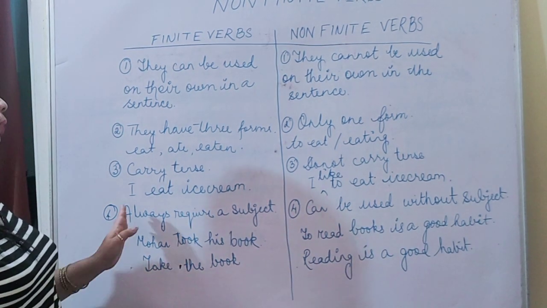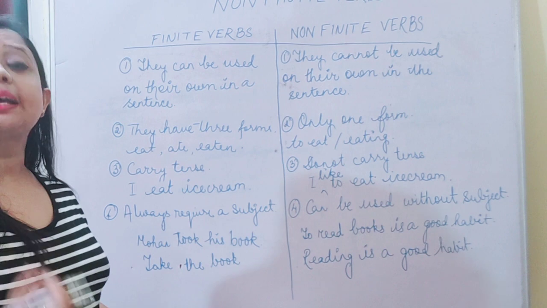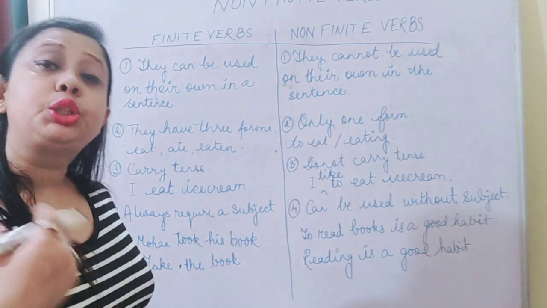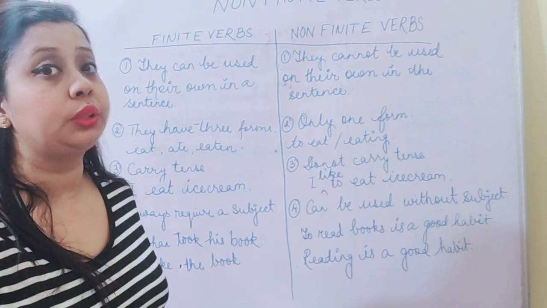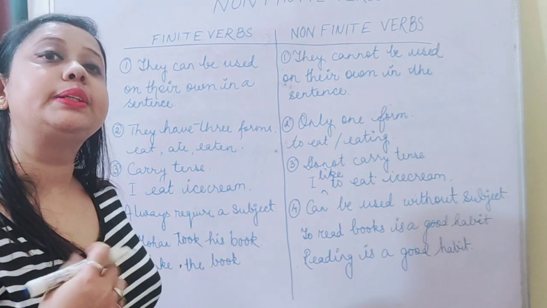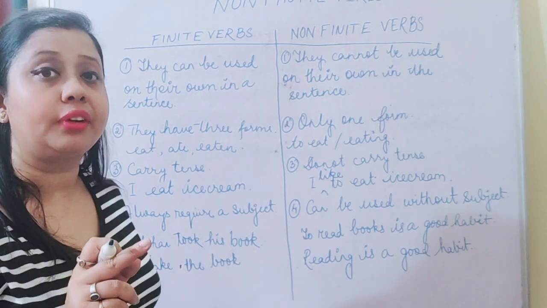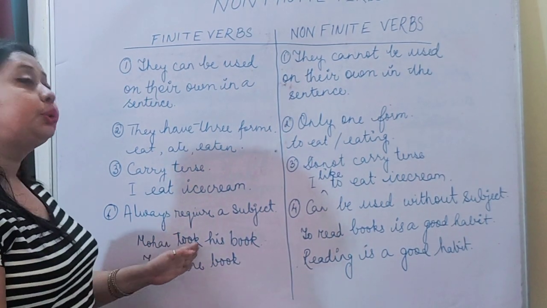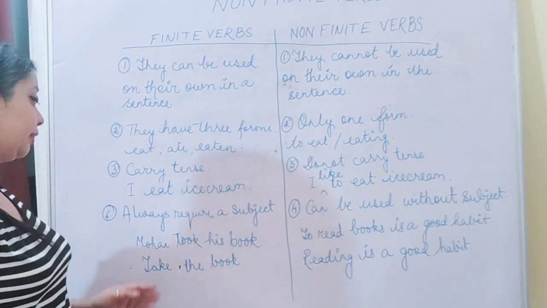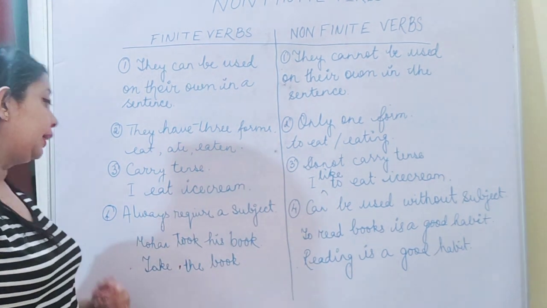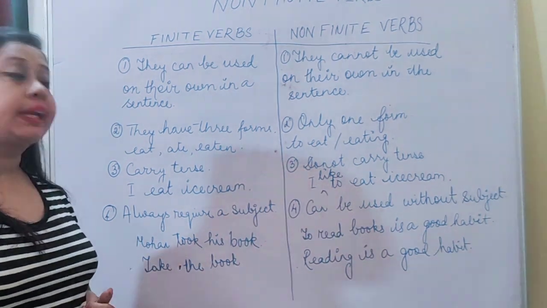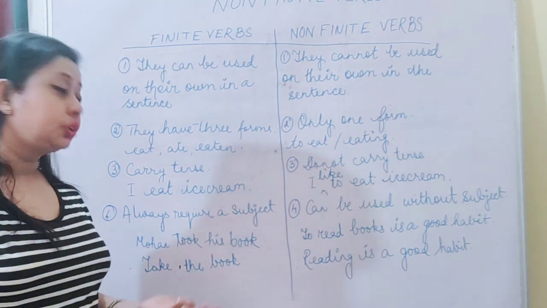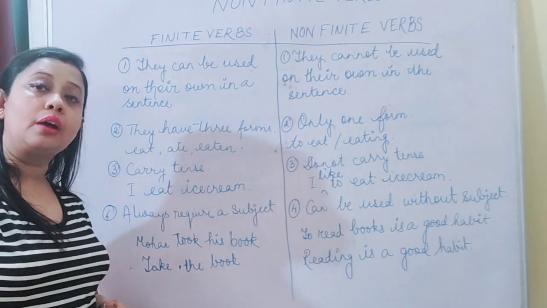Next, a finite verb always requires a subject. Finite verbs always require a subject. Now, it can either be shown in the sentence or it might not be shown in the sentence, but you will understand from its meaning that the finite verb is pointing towards the subject. I have written two sentences over here. Mohan took his book. And another sentence I have written is, take the book. Now you see, in the first sentence we have Mohan. We cannot write took his book. That thing is understood. So you need Mohan in order to understand the meaning of took.